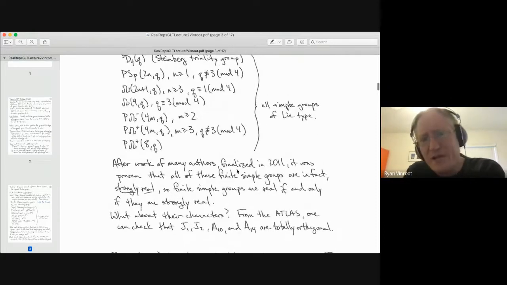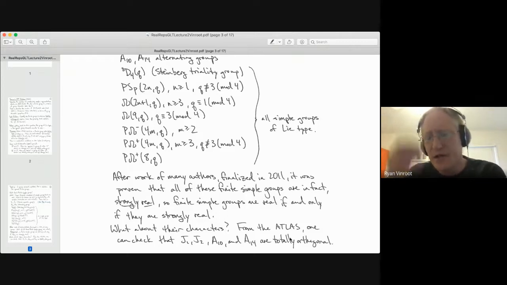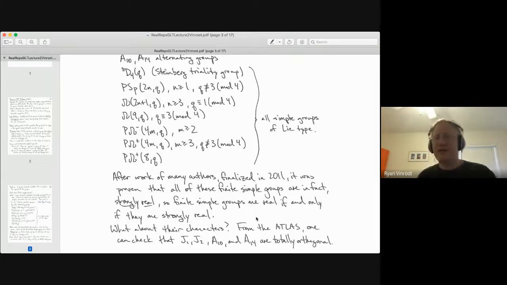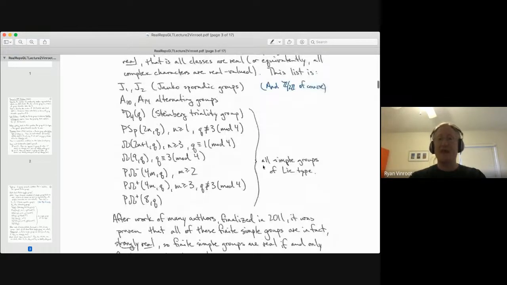Okay, so what about their characters? Well, for the handful of non-simple groups of Lie type, you can look at their character tables in the Atlas. This mammoth work of computing character tables covers the sporadic groups, and all the indicators are listed. You can see these groups are totally orthogonal. They're strongly real, and they happen to be totally orthogonal as well. So the rest, after that, is really a question about groups of Lie type.